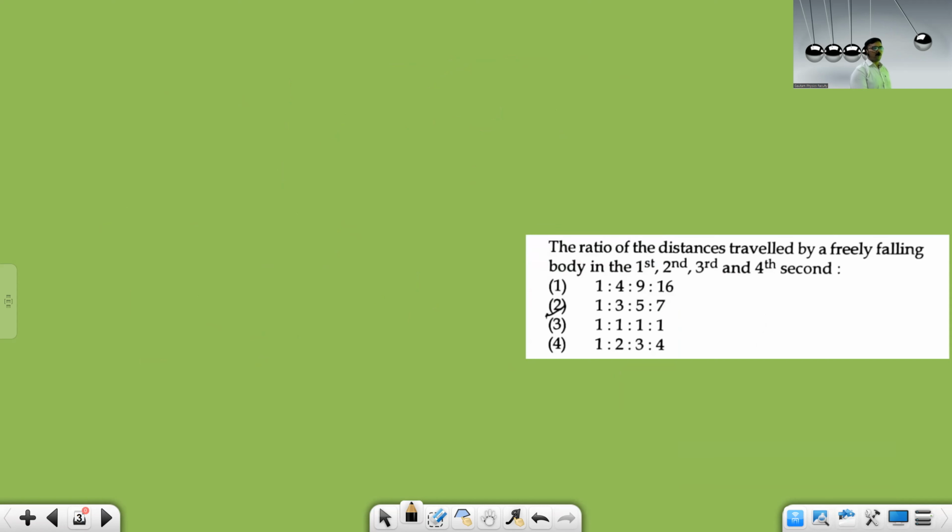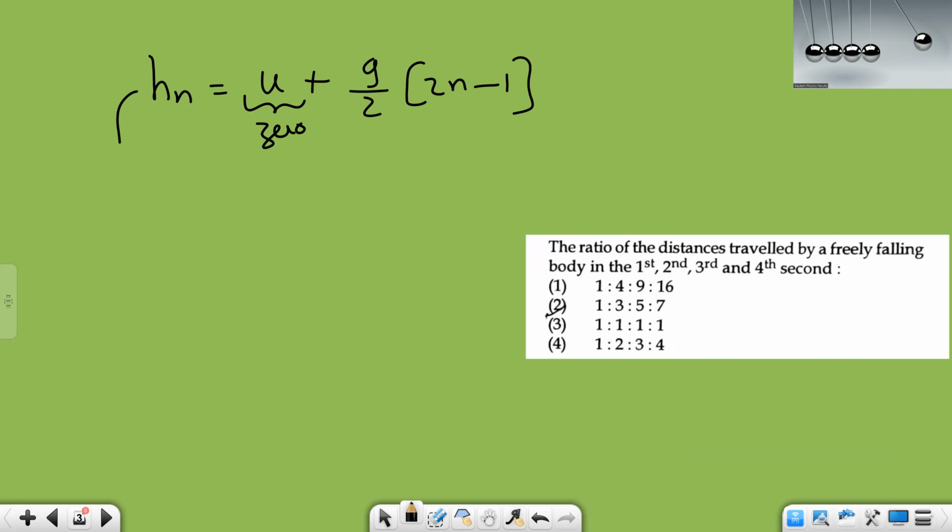The ratio of distances covered by a freely falling body in the first, second, third, and fourth second is a basic kinematics sum. We know that for a freely falling body, Hn is equal to u plus g by 2 into 2n minus 1. But here it is freely falling, so u is 0. So I can write Hn is equal to g by 2 into 2n minus 1.